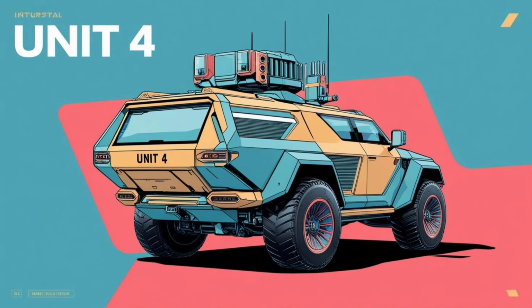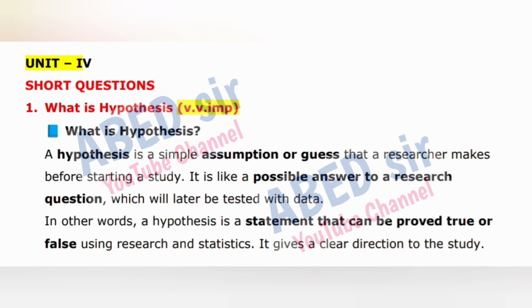Unit 4 first important short question is: what is hypothesis? A hypothesis is a simple assumption or guess that a researcher makes before starting a study. It is like a possible answer to a research question, which will later be tested with data. In other words, a hypothesis is a statement that can be proved true or false using research and statistics. It gives a clear direction to the study.